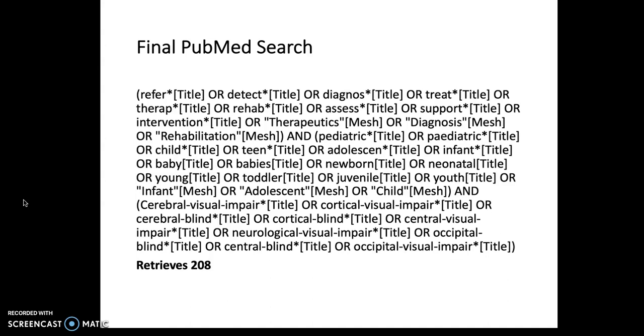So wherever it says title, we want to find the equivalent of how to search for title in Embase. And wherever it says MeSH, we want to find the equivalent Emtree term in Embase. So we're going to figure that out and then put it all together for our final search strategy.